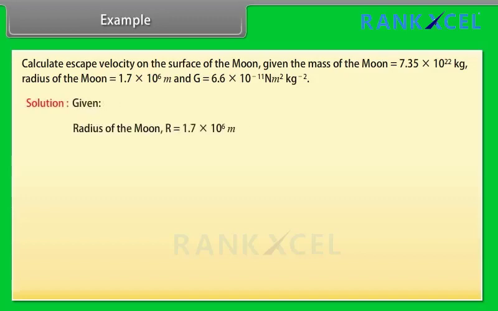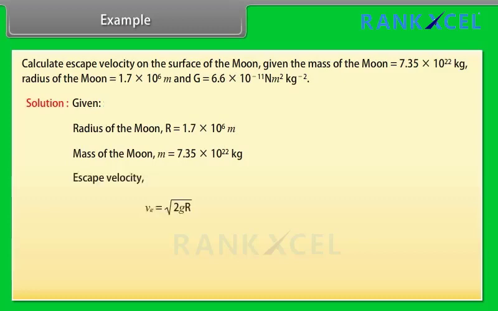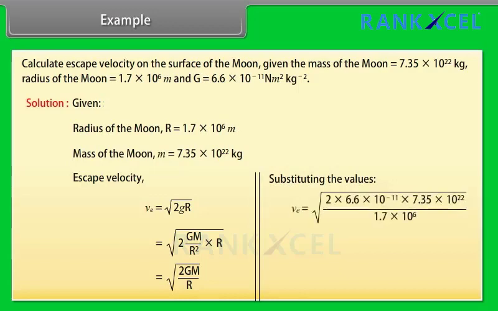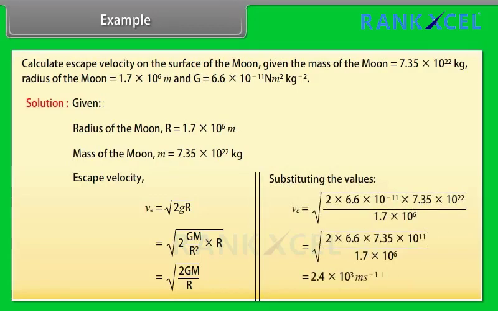Given radius of the moon R is equal to 1.7 into 10 to the power 6 meter. Mass of the moon M is equal to 7.35 into 10 to the power 22 kilogram. Escape velocity is equal to under root 2gR. By putting the value of g, we get escape velocity is equal to under root 2GM upon R. By substituting the values, we get escape velocity is equal to 2.4 into 10 to the power 3 meter per second.